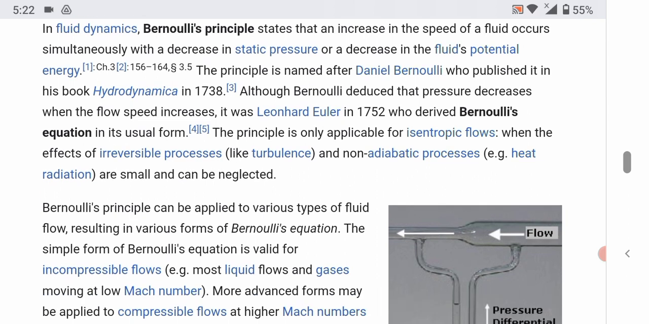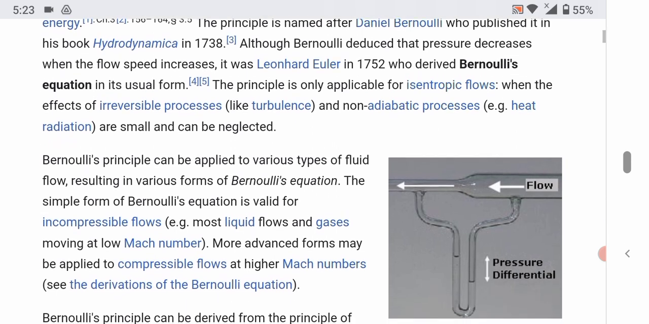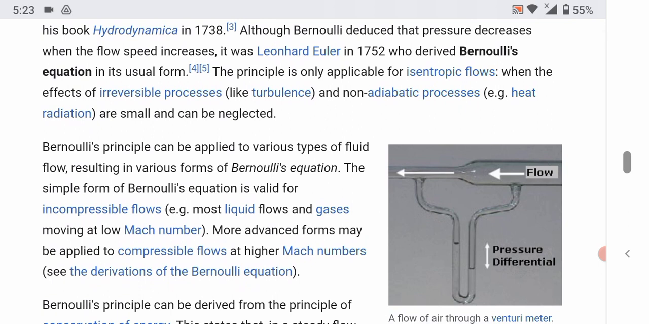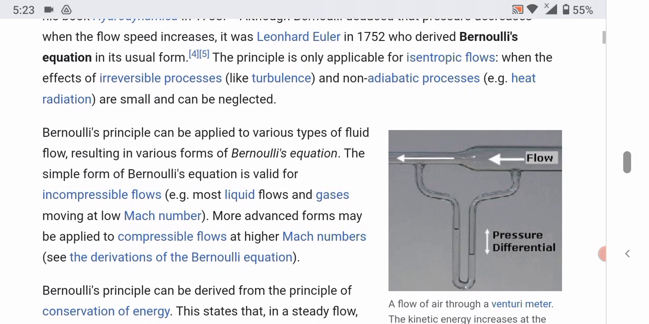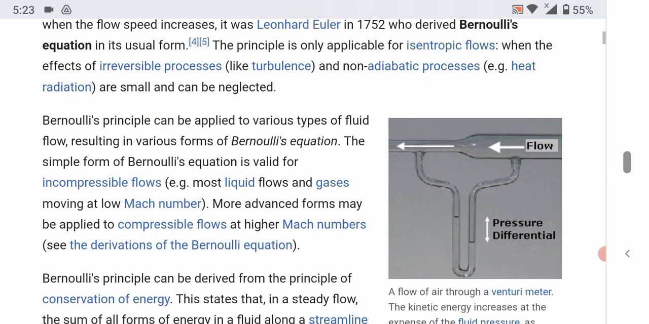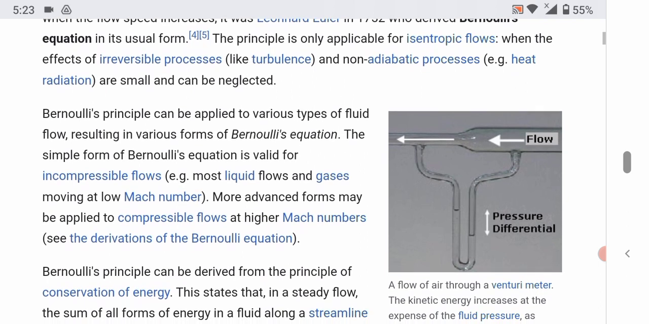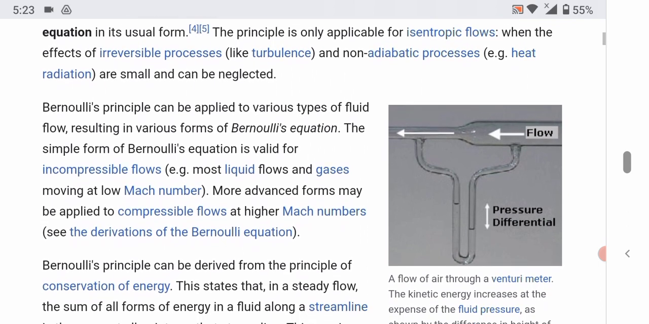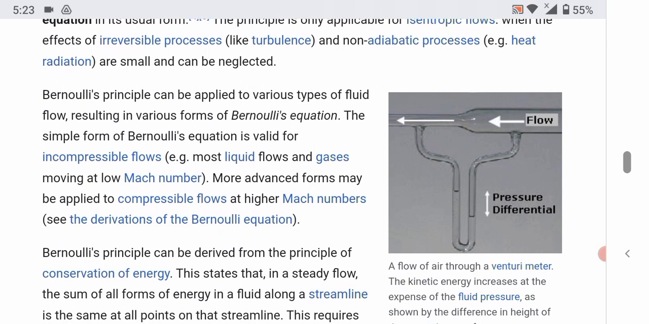Although Bernoulli deduced that pressure decreases when flow speed increases, it was Leonhard Euler in 1752 who derived Bernoulli's equation in its usual form. The principle is only applicable for isentropic flows, when the effects of irreversible processes and non-adiabatic processes are small and can be neglected.